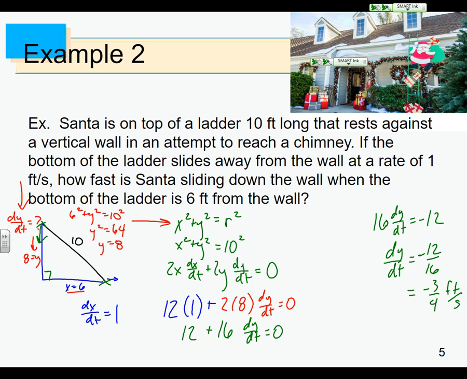So I do like to see that negative in there. Or you can just wrap it up with a sentence. You can just say the ladder is sliding down the wall at 3/4 or 0.75 feet per second. Awesome.